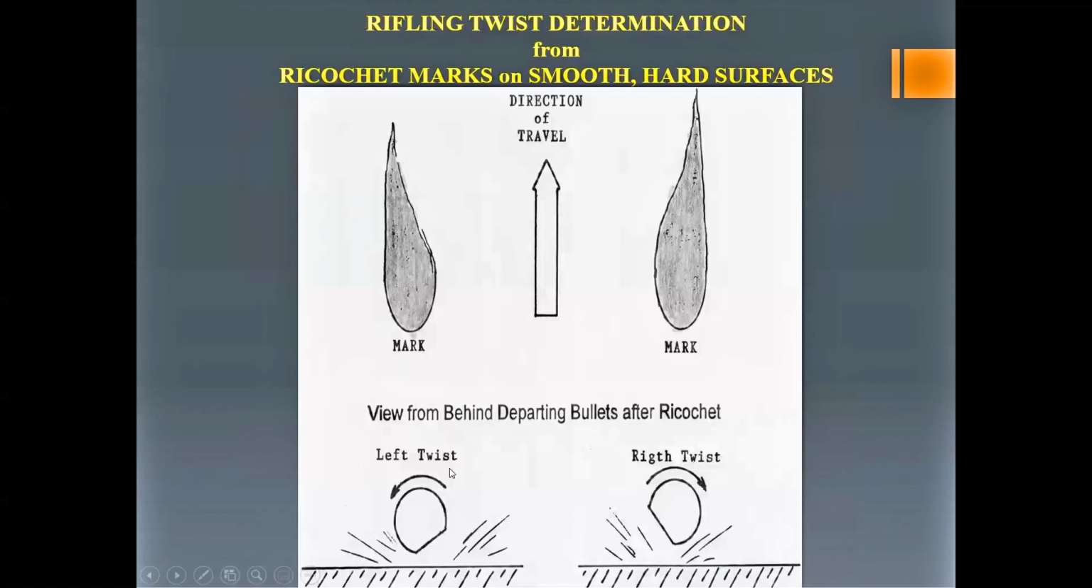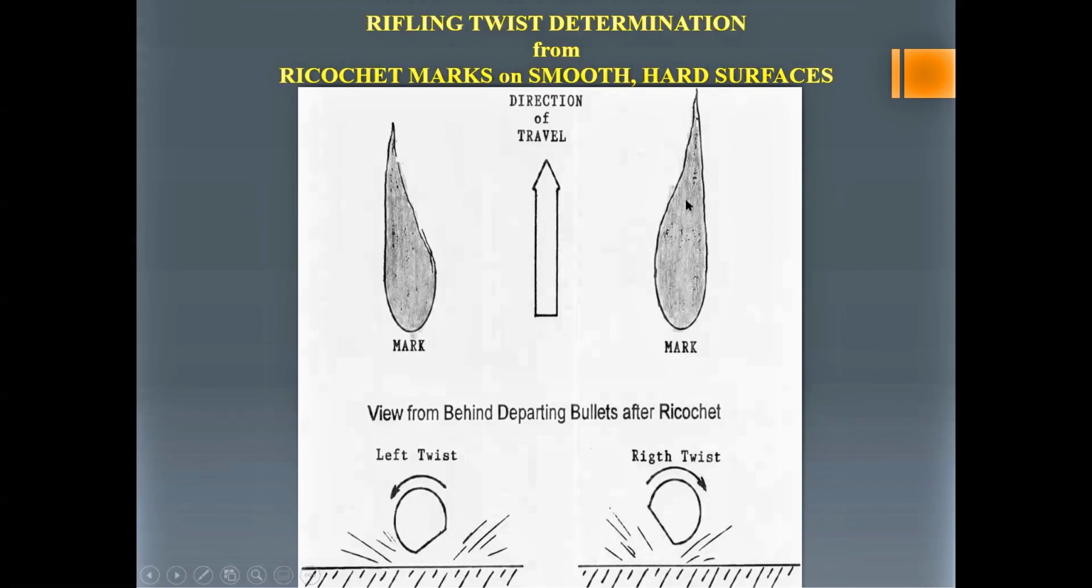This is the drawing of the mark. So what happens is the bullet strikes the surface, and of course the bullet's spinning, right? This is fired from a barrel with a left twist. This is a right twist. So the bullet strikes the surface, a portion of it flattens out, but it continues to spin, right? Strikes the surface, continues to spin.